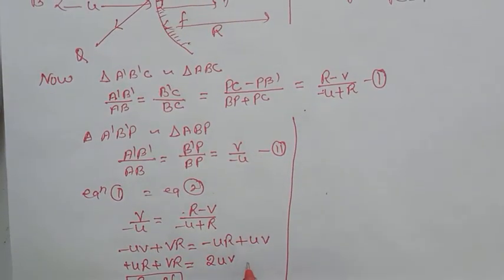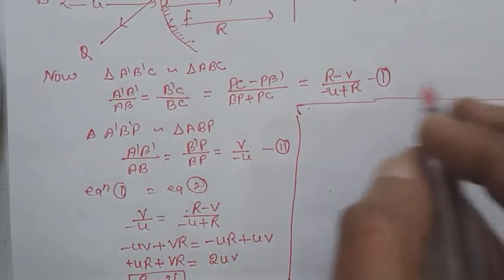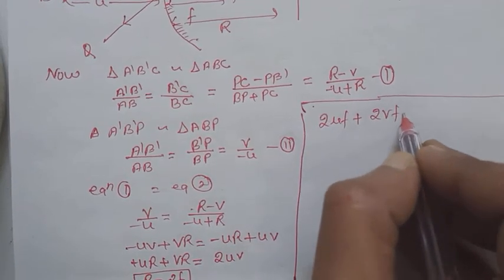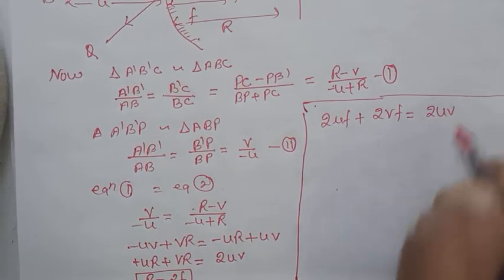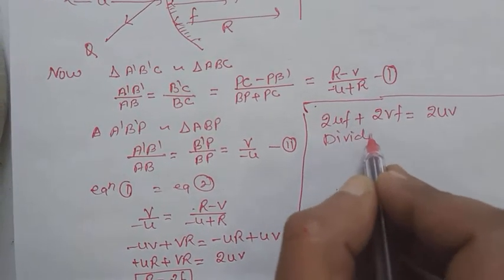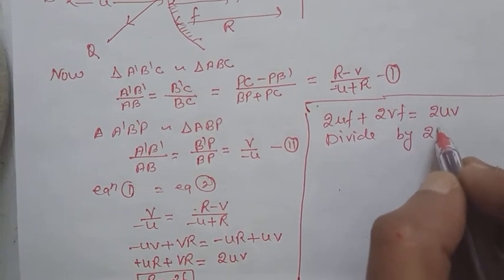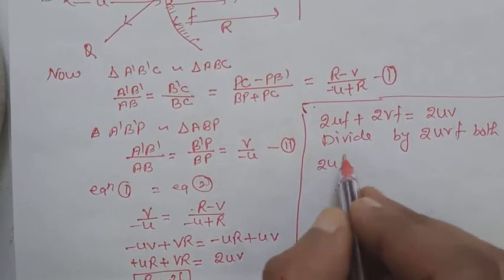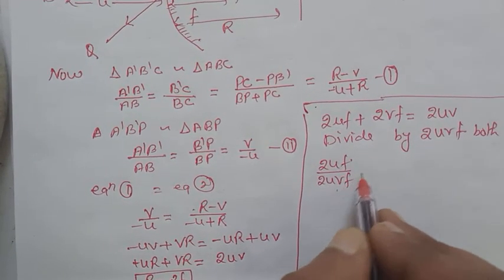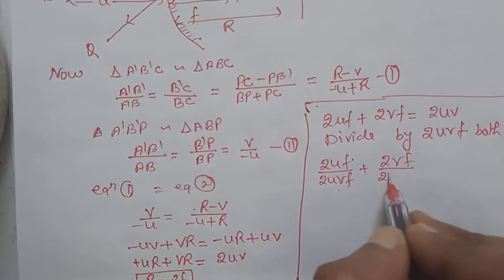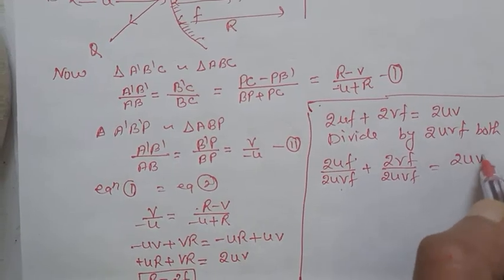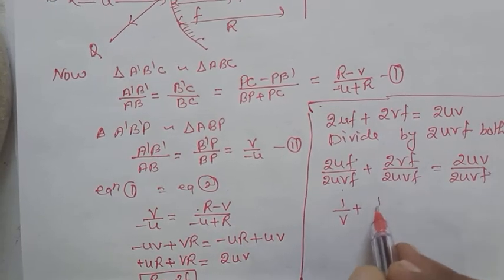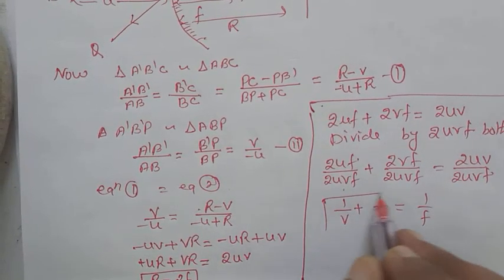Then what comes in the equation? We write down here 2UF plus 2VF equals 2UV. Divide by 2UVF on both sides. Then the equation is 2UF divided by 2UVF plus 2VF divided by 2UVF equals 2UV divided by 2UVF, and this simplifies to 1 upon V plus 1 upon U equals 1 upon F, which is the mirror formula.